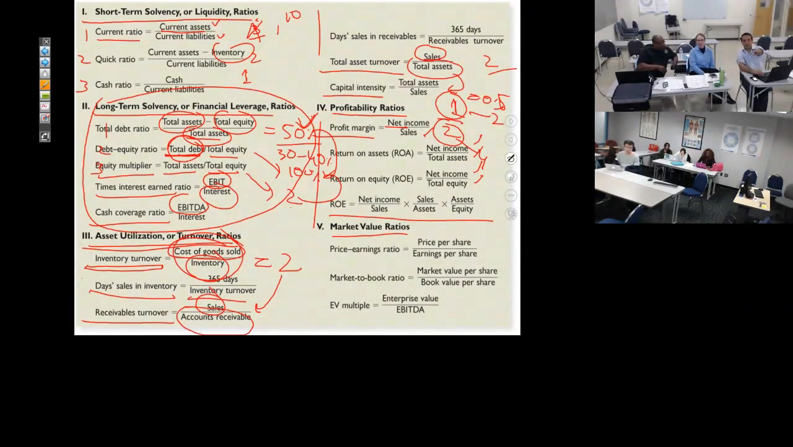We didn't do this number 3, asset utilization or turnover ratios. Do you want to do this over here too? No, we did do that one. Oh, you did? Oh, yeah, gotcha, okay. So inventory turnover is actually just what it is. The cost of goods over inventory. So cost of goods was 350 over inventory. Where's our inventory?